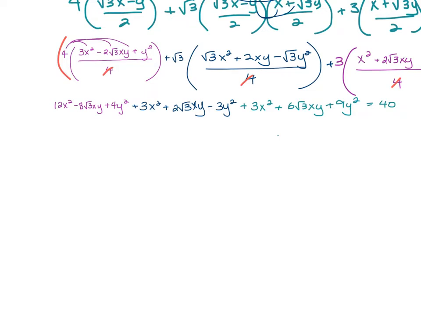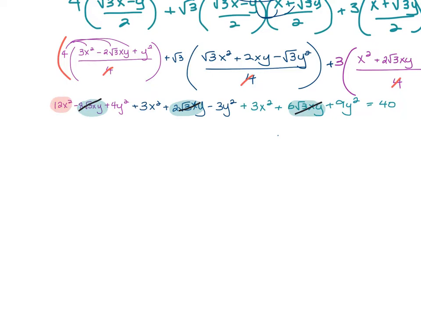Now I'm going to combine my like terms, but the first ones I'm going to check are the xy terms because this is where I can check to see if I've done it correctly. If I've done it correctly, my xy terms will cancel out. If they don't, I know I made a mistake and I need to correct it now. So negative 8 root 3 plus 2 root 3 is negative 6 root 3, and then negative 6 root 3 plus 6 root 3 is 0. So these have canceled out, so at least I know I've done that part right.